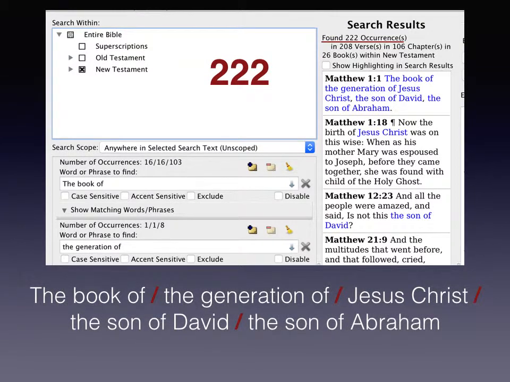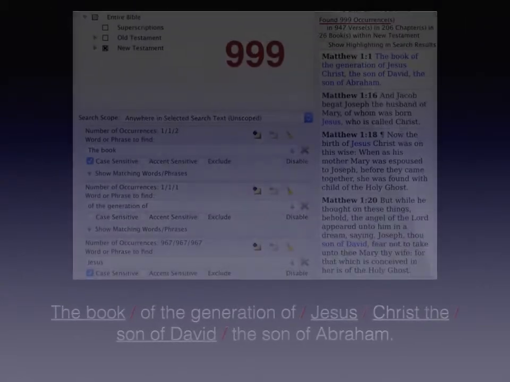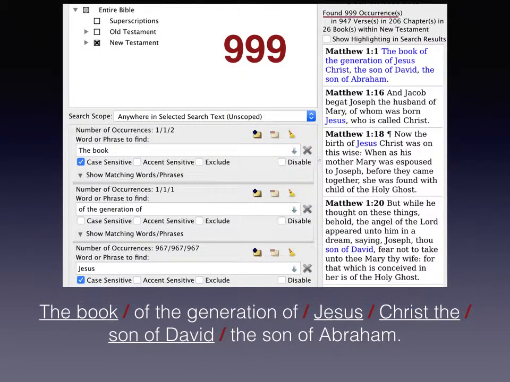Okay, here we have the full verse, the book of the generation of Jesus Christ, the son of David, the son of Abraham. 222 times, 37 times 6. Again, the phrase the book of has a value of 16. The phrase the generation of has a value of 1. The phrase Jesus Christ has a value of 196, 7 squared times 4. We add them up, we get a repeating digit number, 222. Here, the same verse, totally different arrangement. Now we have 999, 37 times 3 squared.